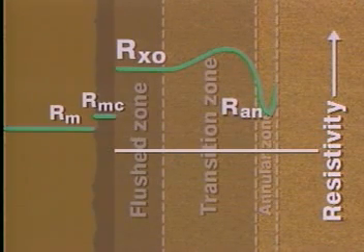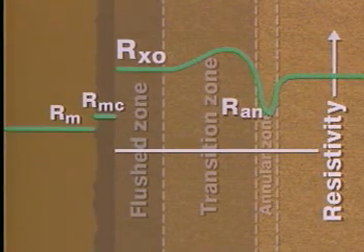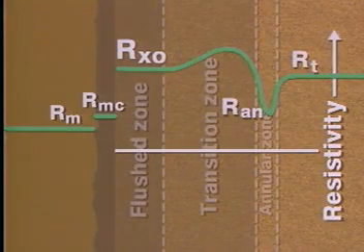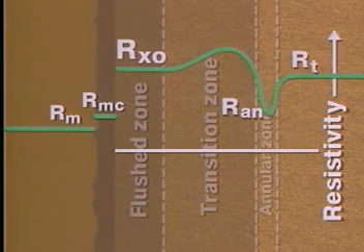Because hydrocarbons are highly resistive, their presence in the uninvaded zone causes higher resistivity than if the zone contained only saline water. The resistivity of this hydrocarbon-bearing uninvaded zone, R sub t, is normally somewhat less than the resistivity of the flushed and transition zones, which contain freshwater mud filtrate.